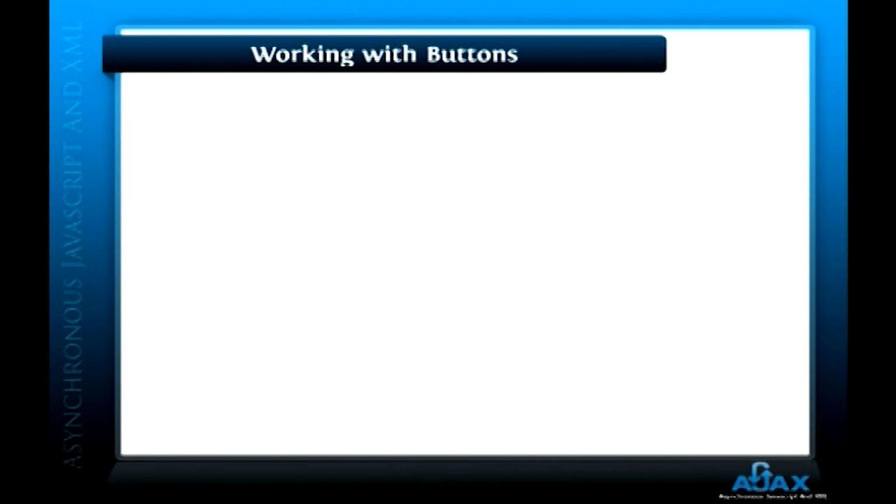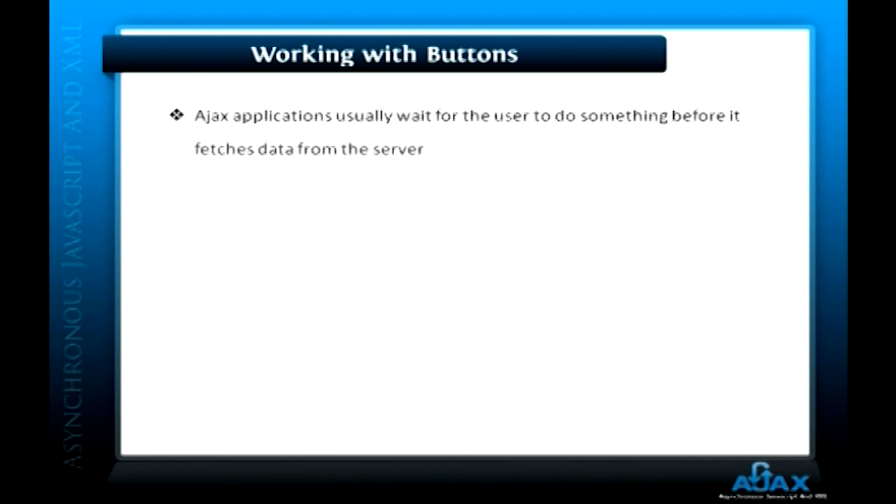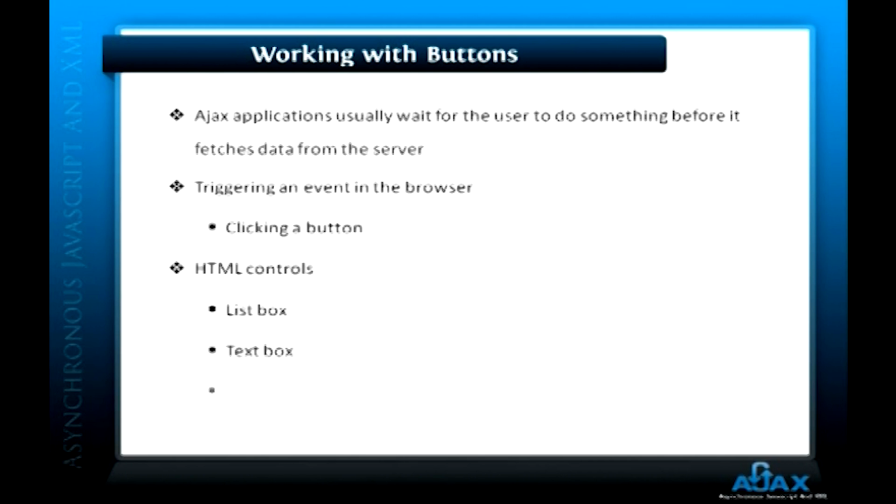Working with buttons. As we saw earlier, Ajax applications usually wait for the user to do something before they fetch data from the server. But what's that doing something? Yeah, it's nothing really but triggering an event in the browser. Say, for example, clicking a button is an event. Like this, we have many HTML controls like listbox, textbox, radio button, and so on, each of which has its own events. We should know how to work with all these things.